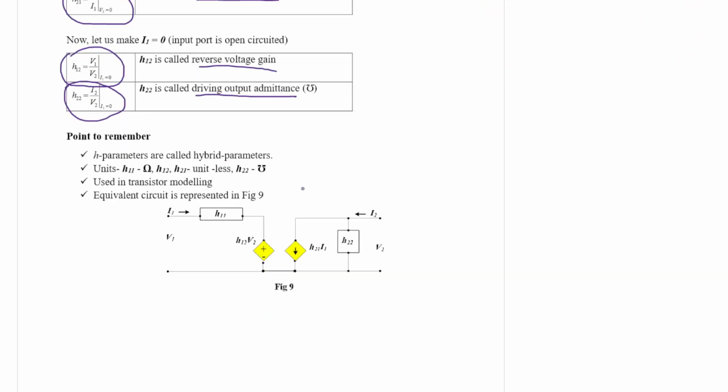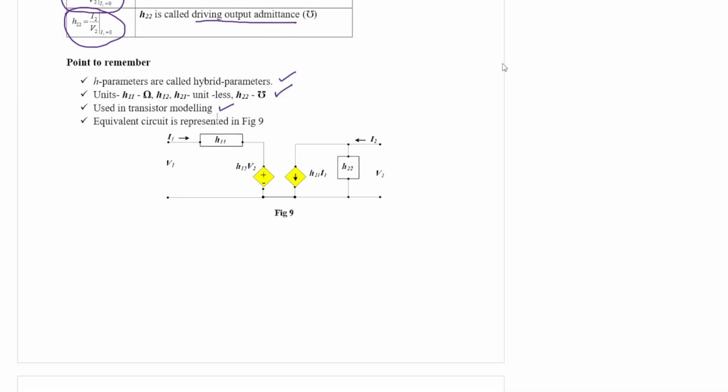Now, H parameters are called hybrid parameters. The unit is already mentioned. What is the application area of the hybrid parameter? It is used in transistor modeling. In the analog electronics course, you will find the BJT transistor, and there you will find the application of this hybrid parameter.